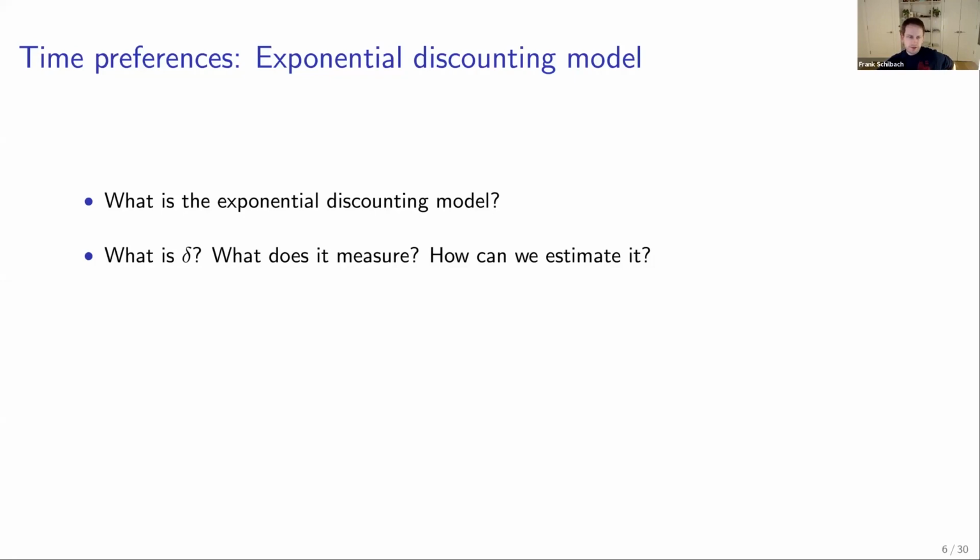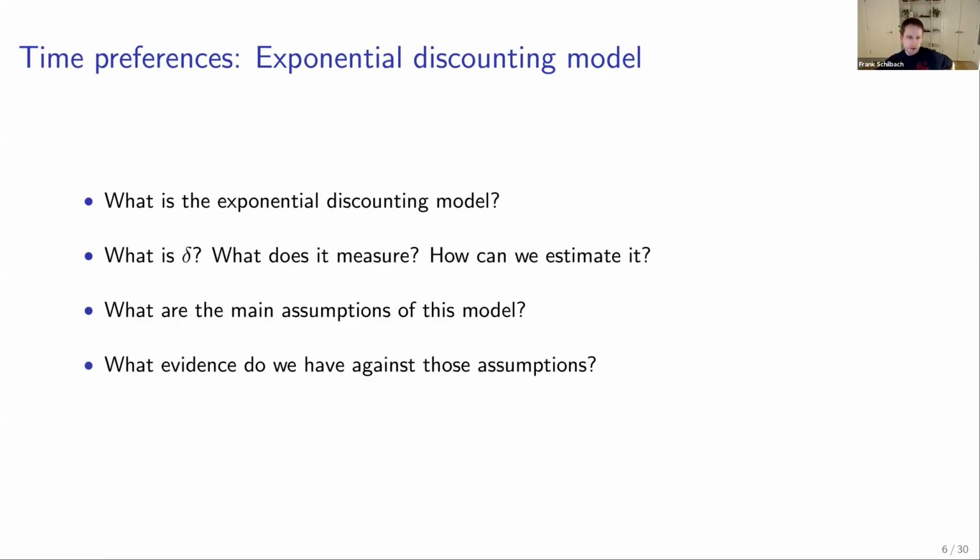Okay, so the first thing we discussed was time preferences, in particular the exponential discounting model. Here you should know what the exponential discounting model is. What is delta, the time preference parameter in that model? What does it measure? How can we estimate it, assuming that an exponential discounting model is correct? Further, what are the main assumptions of the exponential discounting model, and what evidence do we have against those assumptions? In lectures 3 and 4, I discussed those assumptions and the evidence against them in detail.